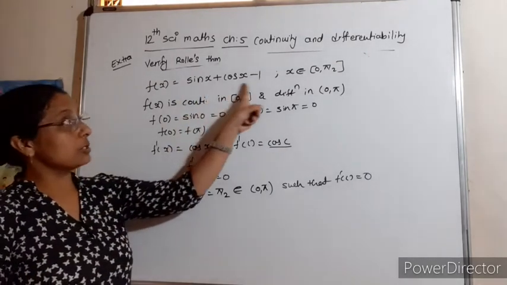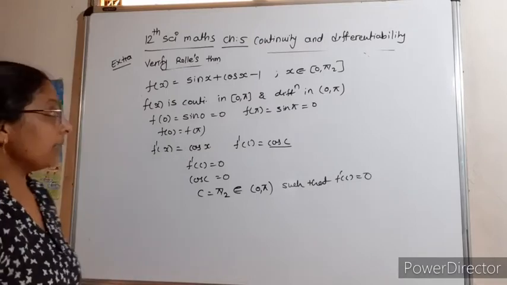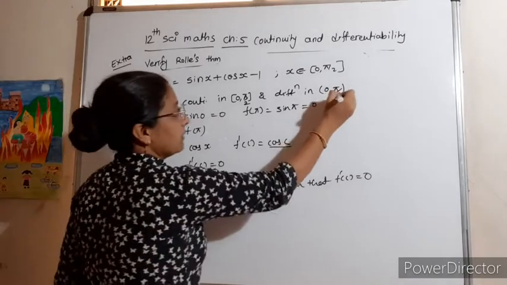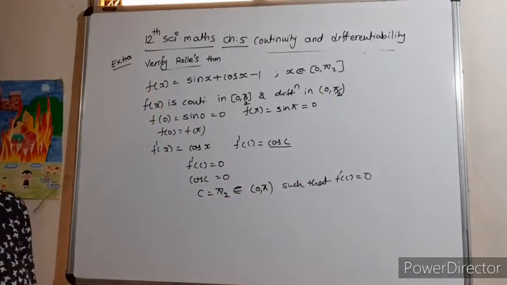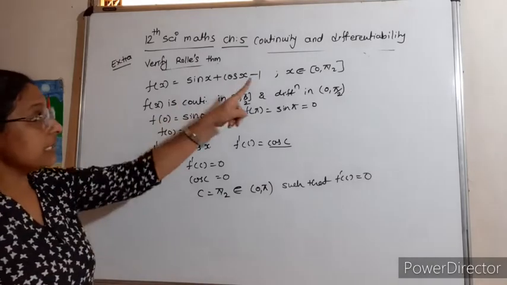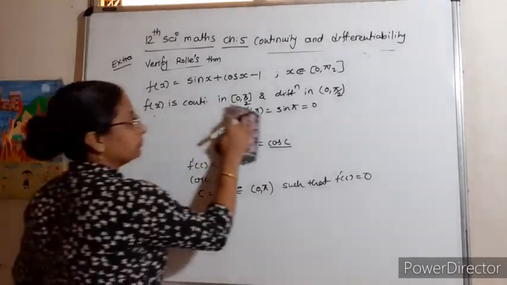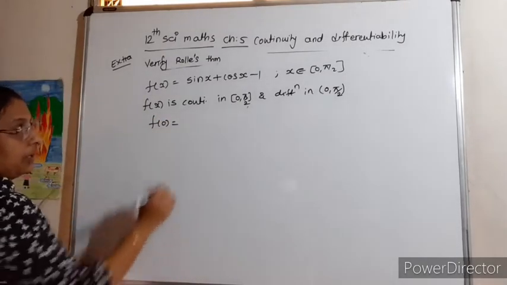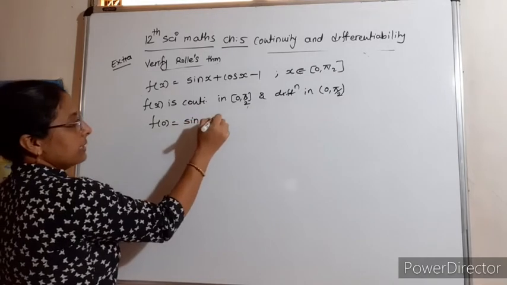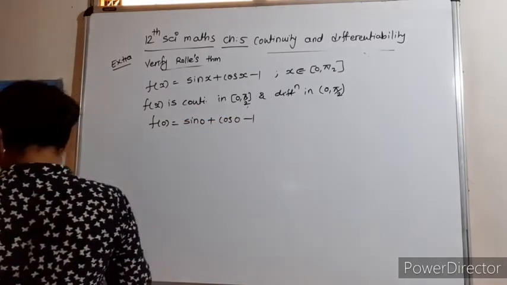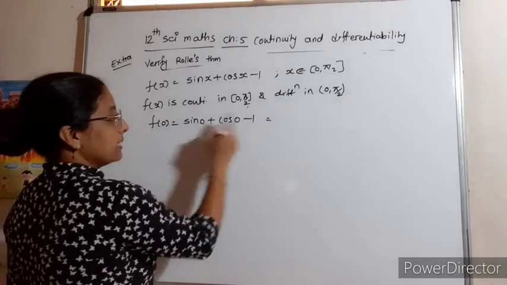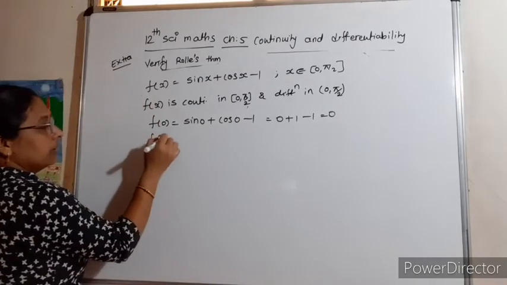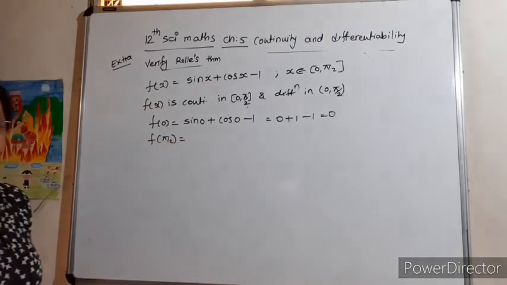So we know that this is also a trigonometric function, and a trigonometric function is continuous in the closed interval 0 to pi by 2, and in the open interval 0 to pi by 2 में differentiable हो जाएगा. So now f of 0 and f of pi by 2 we will find. Here first we will find f of 0. What is it? Sin 0 plus cos 0 minus 1. Okay. Sin 0, 0. Cos 0, 1. Minus 1, 0.